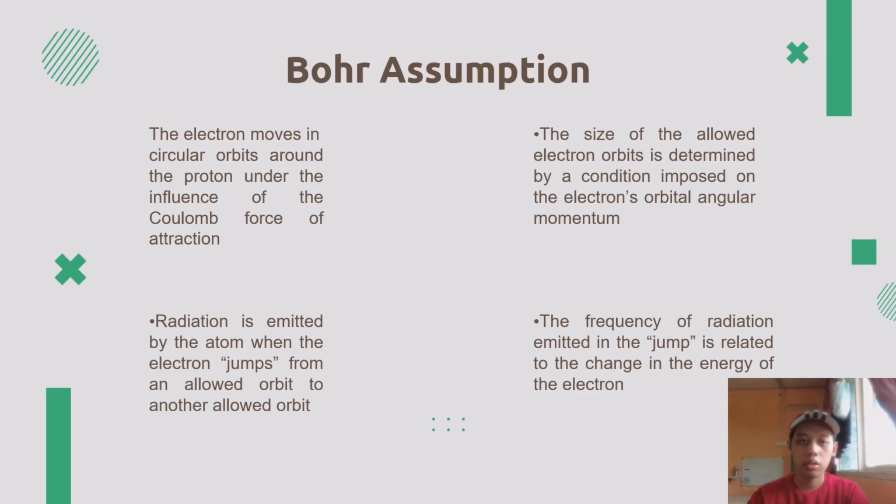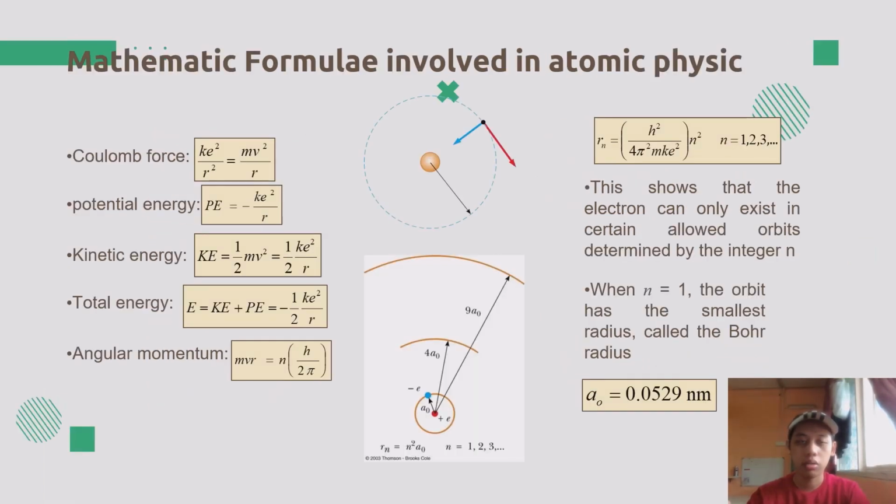So the Bohr assumed that the electron will move in circular orbit around the proton under the influence of the Coulomb force of attraction, and the size of the allowed electron orbit is determined by a condition imposed on the electron orbital angular momentum, and the radiation is emitted by the atom when the electron jumps from allowed orbit to another allowed orbit, and the frequency of the radiation emitted in the jump is related to the change in the energy of the electron.